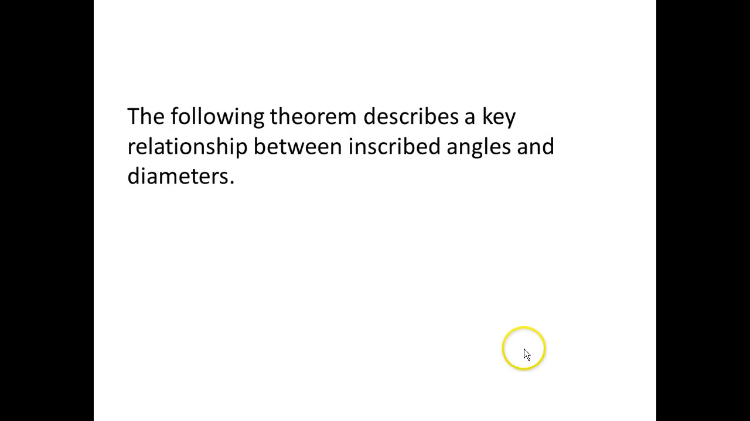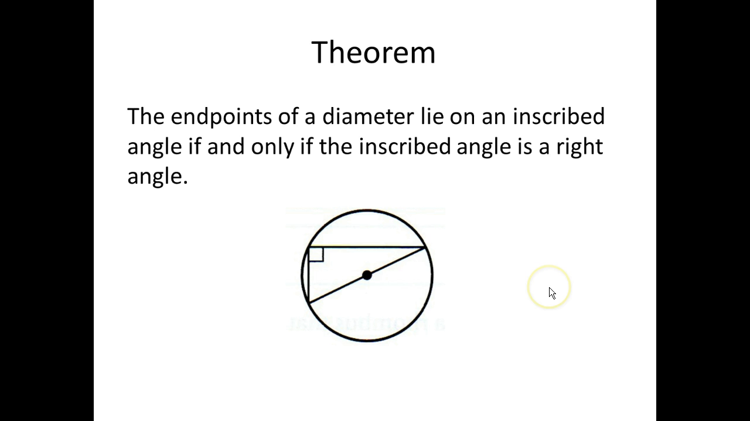Alright, so the following theorem we're going to talk about here describes a key relationship between inscribed angles and diameters. The endpoints of a diameter lie on an inscribed angle if and only if the inscribed angle is a right angle. So this means that if I have an angle that's inscribed like this, that intercepts a semicircle which measures 180 degrees, then the inscribed angle theorem tells us that the measure of this angle has to be 90, since the measure of this arc is 180 degrees.